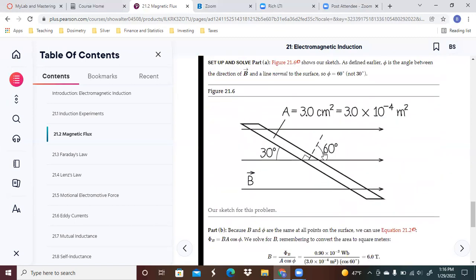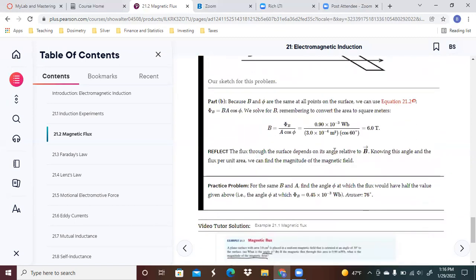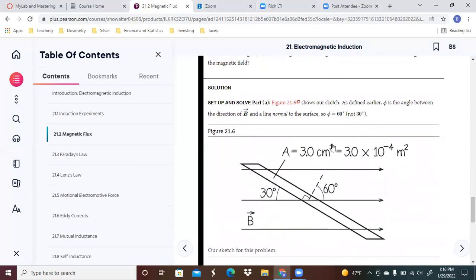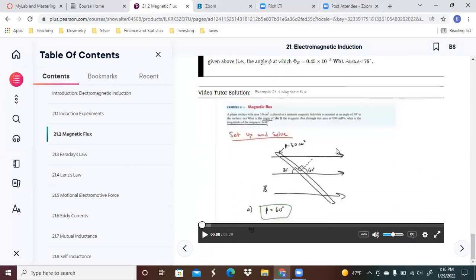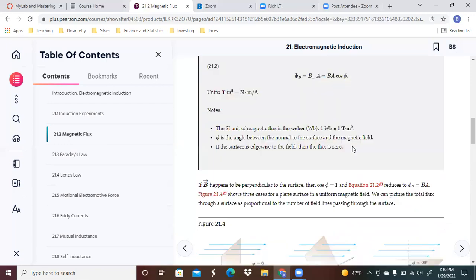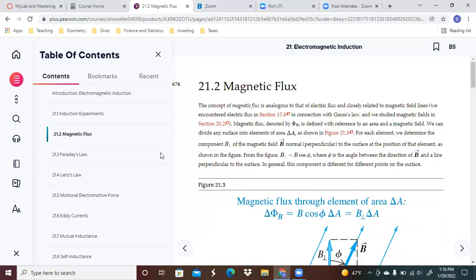So you've got some problems here that you can go through and work in this particular section. They're pretty well spelled out here. You also have some tutorials here that you can go through, which I would encourage you to do. Now let's move on to section 21.3.